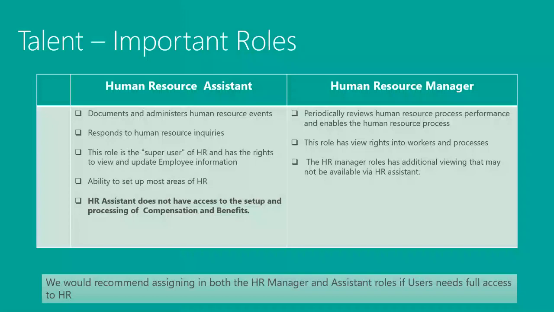So that said, human resource assistant can maintain actions, can maintain jobs and positions, can maintain worker master, which is important, worker master setup, and maintain approve worker actions. But what human resource assistant cannot do is set up processing of compensation and benefits, and view access is also restricted for human resource assistant. Whereas human resource manager has view access to all the setup processes that human resource assistant normally does.